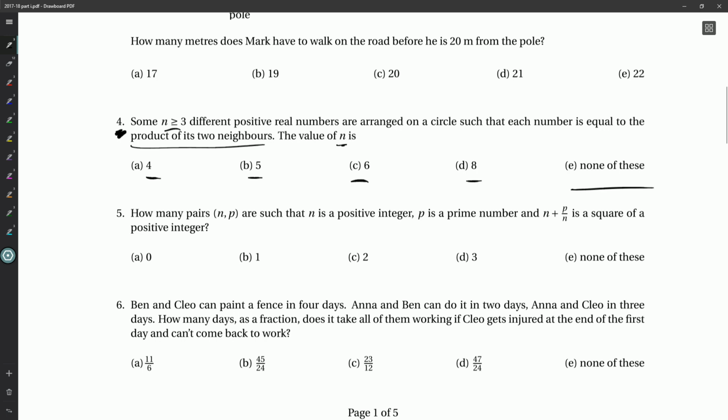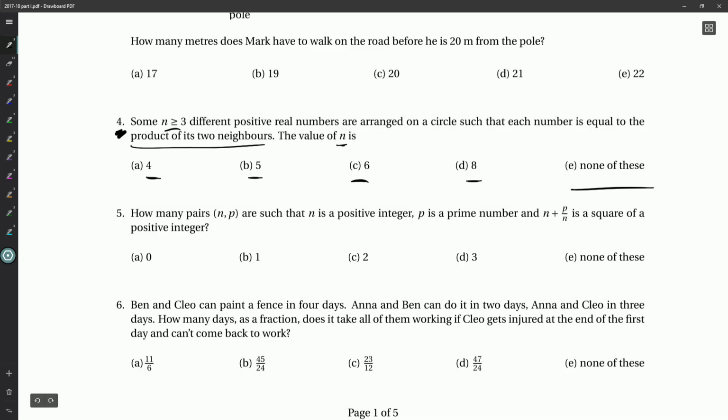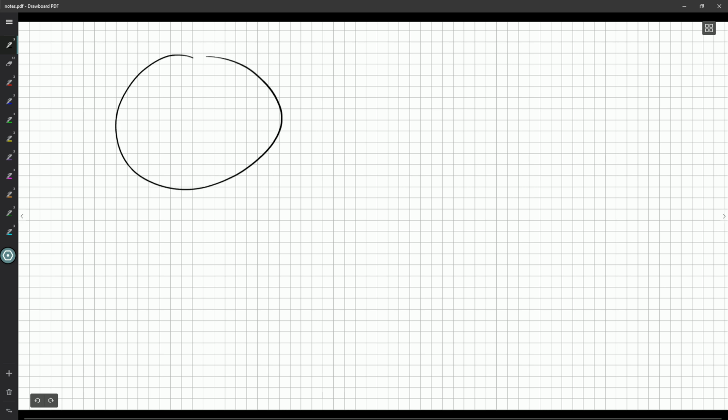Okay, this is interesting. It's kind of a logic-y question. So I know I need at least 3 numbers. And they said different, right? Different positive numbers. Okay, so let's imagine a circle. Now, they're not particularly specific, so let's make one of our numbers 1 and the other one 2. Well, no, actually, we can't have 1, because then 2 would have to be something times 1, so let's say 2 and 3.